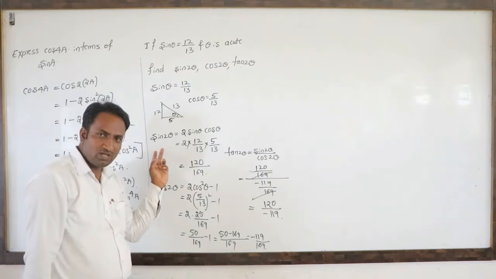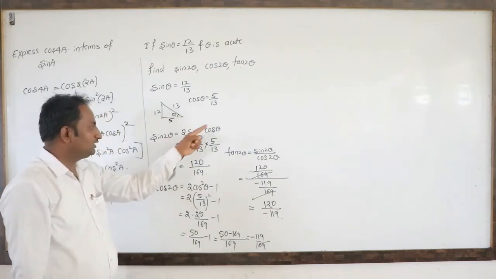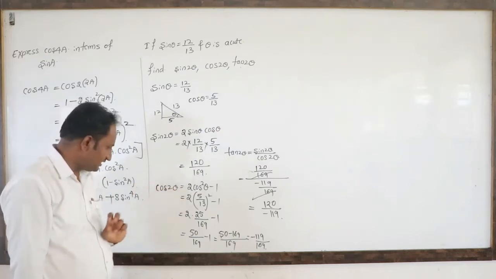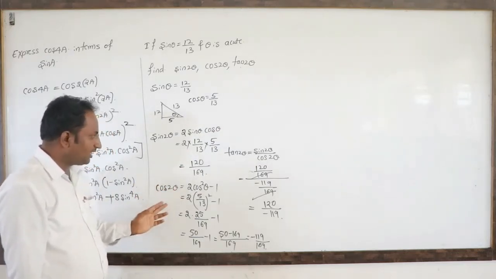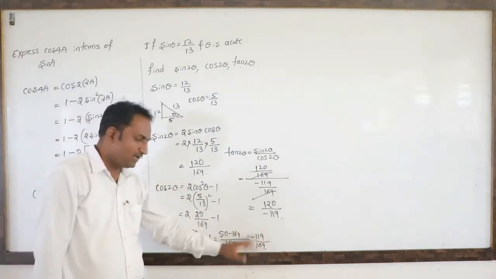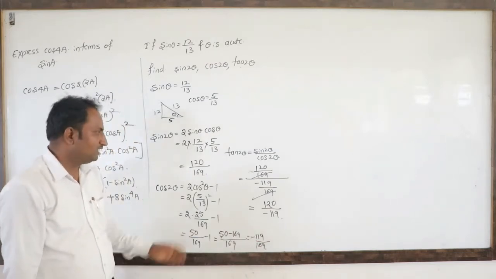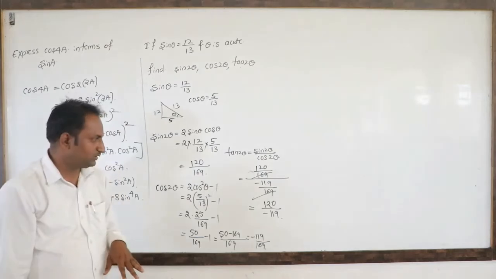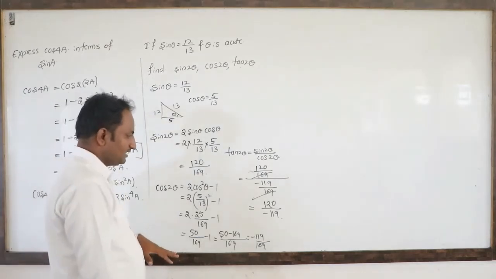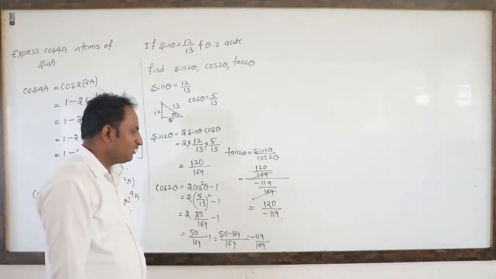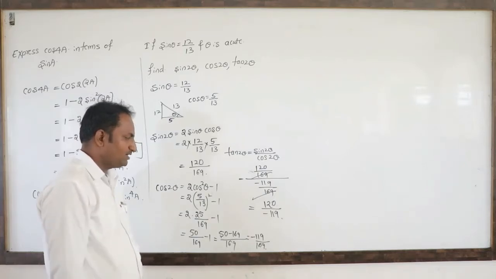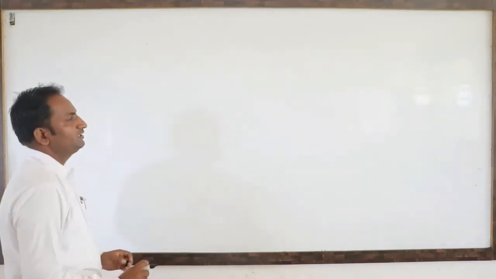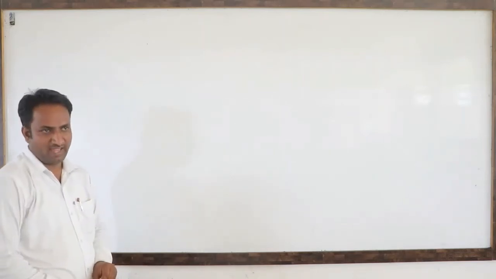We know the formula sin 2 theta equals 2 sin theta cos theta. Then we simplify: 120 divided by 169. Similarly, cos 2 theta value is minus 119 divided by 169. Definitely tan 2 theta is equal to sin 2 theta divided by cos 2 theta. Then that implies its value is minus 120 divided by minus 119. Here we completed the multiple and submultiple angles.